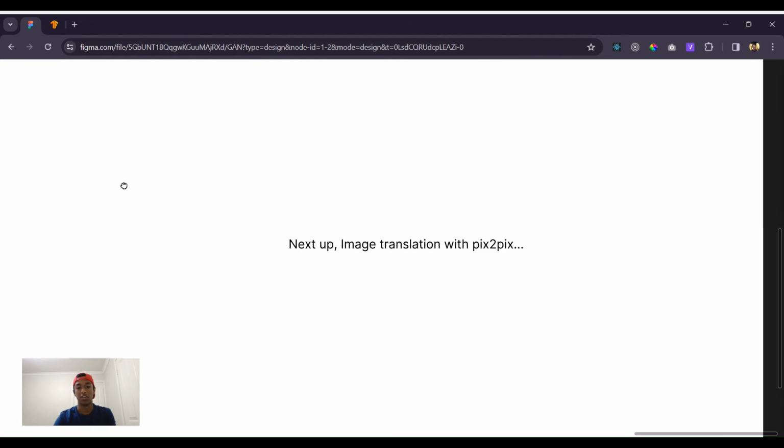But in the next video, we're going to be talking about the pix-to-pix architecture, which is used for image translation. Image translation is basically taking an image from one domain and transforming it into another. So we can take a horse and transform it into a zebra. That's the next video.